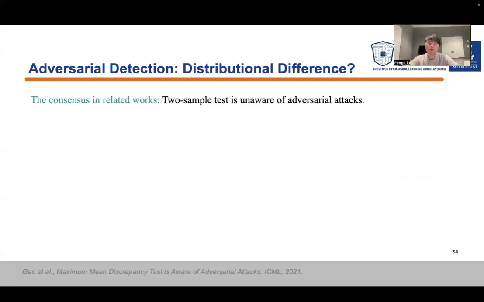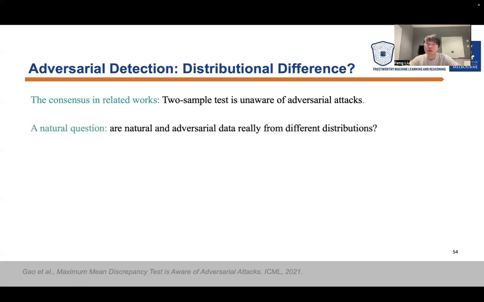As this adversary detection field develops, we found that there are some cautions in related works. The two-sample test is unaware of adversary attacks. A two-sample test is a statistical tool to help us identify if two sets of samples are from the same distribution. So we have a natural question: are natural and adversary examples really from different distributions? In this work, we give the affirmative answer. Yes, they're from different distributions.